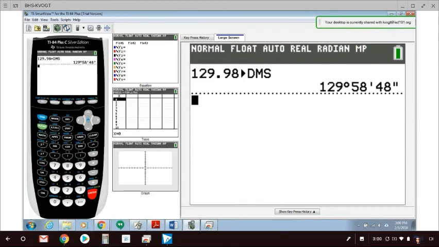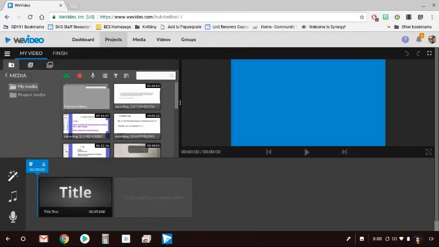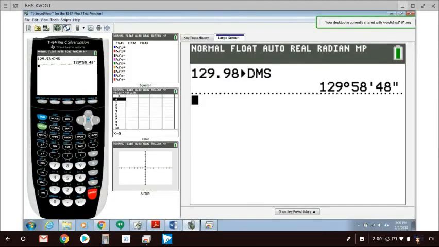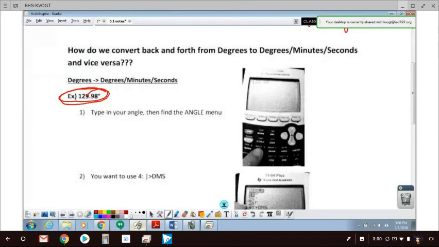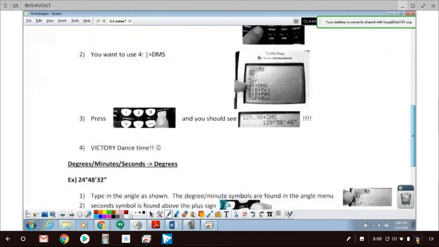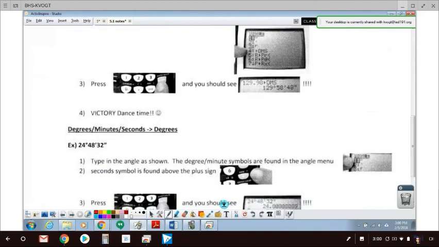So that first dash means minutes, and the 2 dashes means seconds. So you should get this: 129 degrees, 58 minutes, and 48 seconds. And that's what this says on here. And that's how you do it. Okay, so it's super easy to go this way. The other way is a little more complicated.